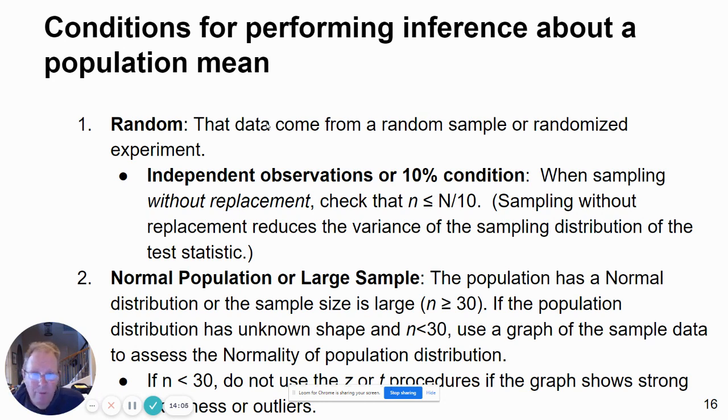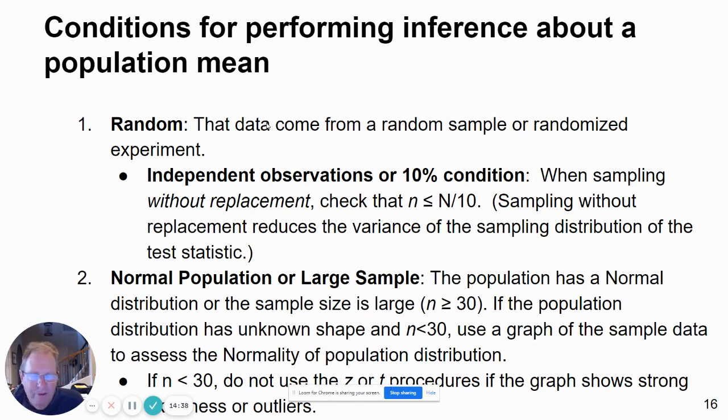If the data is not random, we have to toss it out because we have a potential for bias, and we cannot fix bias with good mathematics. We have to start over with our data gathering. Second thing we do is check whether our observations are independent, or whether the 10% condition is satisfied. When sampling without replacement, we need to check that the sample size n, lowercase n, is less than or equal to the population size divided by 10.